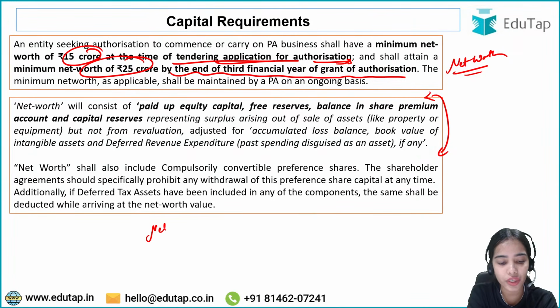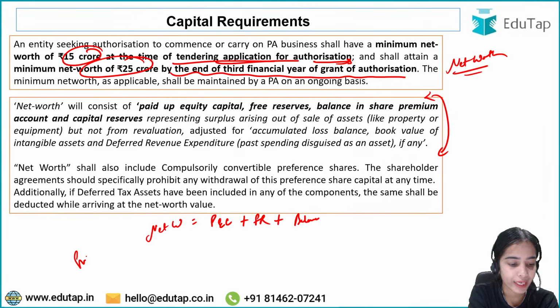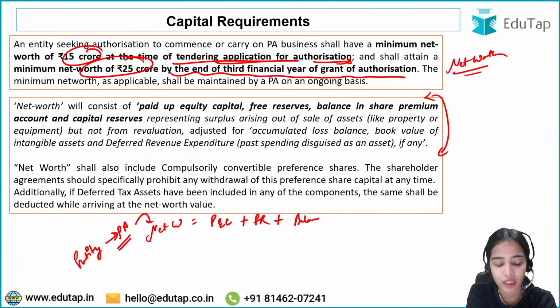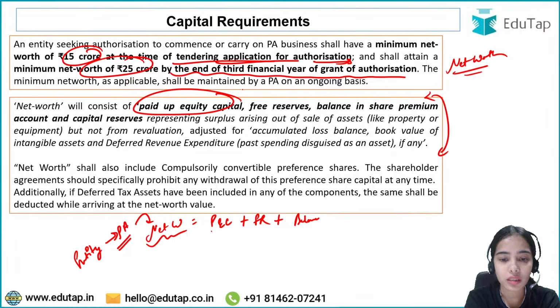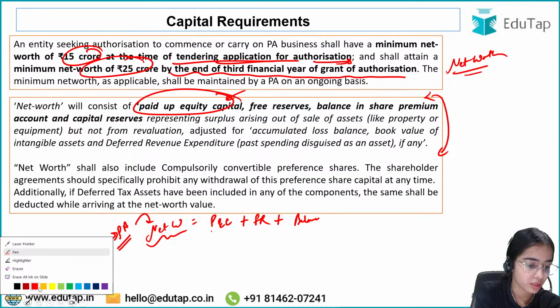So net worth has the general definition that net worth consists of paid up equity capital plus free reserves plus the balance that the entity has. So an entity that wants to have the payment aggregator authorization should have the net worth. Now the net worth consists of paid up equity capital. That is, the company has got the capital from the shares. The company has got the money by selling the shares, so that is paid up equity capital. Number of shares multiplied by face value of the shares.